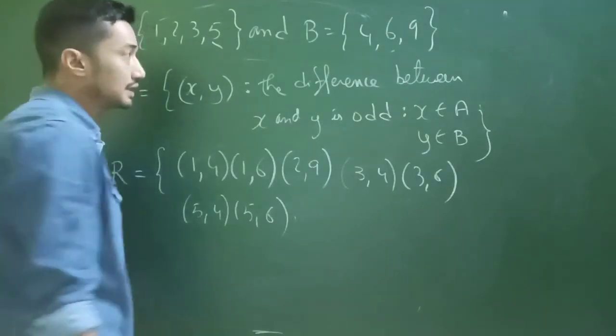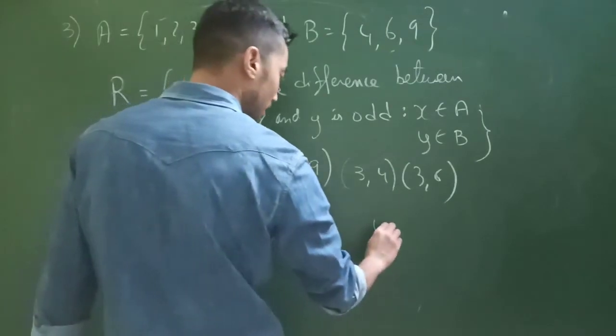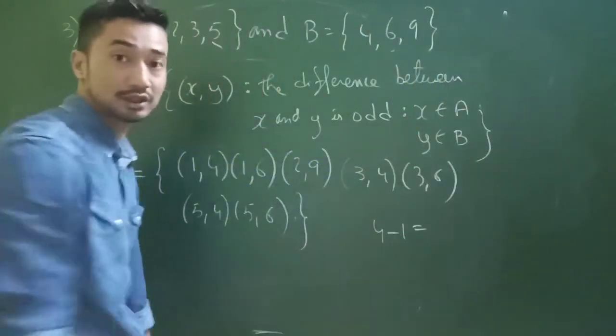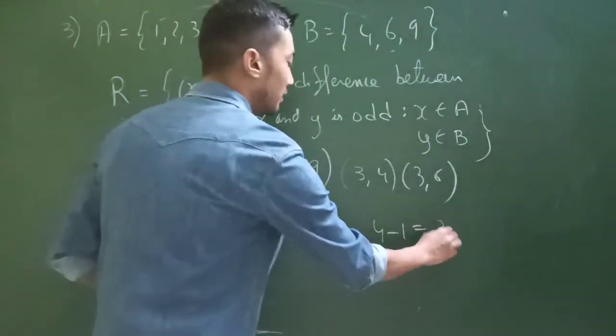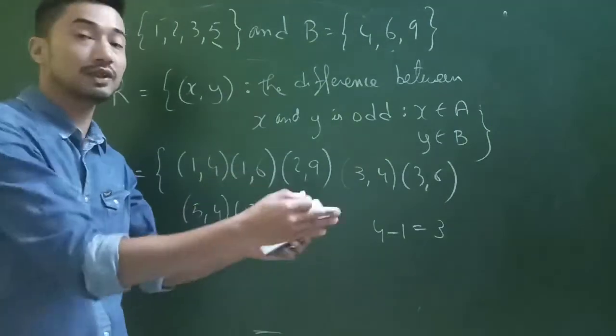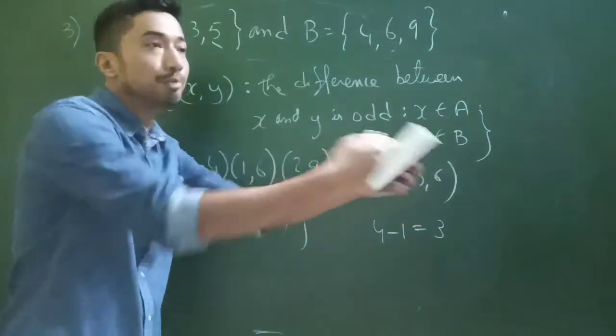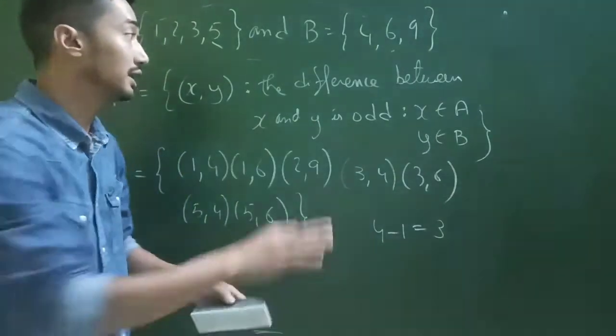Some of us may think, sir, 4 minus 1 is also 3. It's okay, those thoughts are good. 4 minus 1 is 3, it will be an odd number, no? Yes, but the relation is defined from A to B, so the first element must come from A and the second from B. We cannot take B to A.